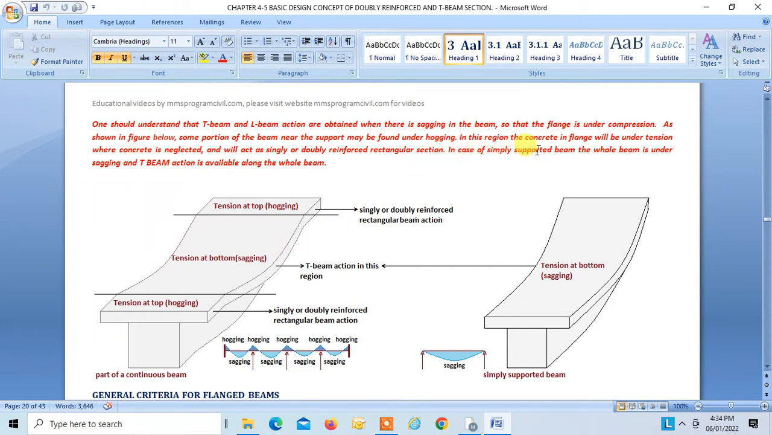In case of a simply supported beam, the whole beam is under sagging and T-beam action is available along the whole beam. So this is a simply supported beam, and it is under sagging. So the flange is under compression along the whole beam. That is why you will get a T-beam action along the whole beam.